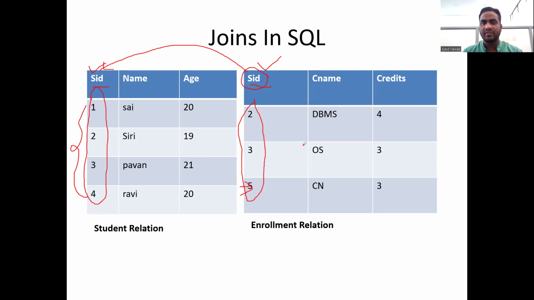So even if you are not defining any link using foreign keys, you can perform joins on those relations. That is the importance of joins. So a join is used to combine the information or link the information present in two tables.